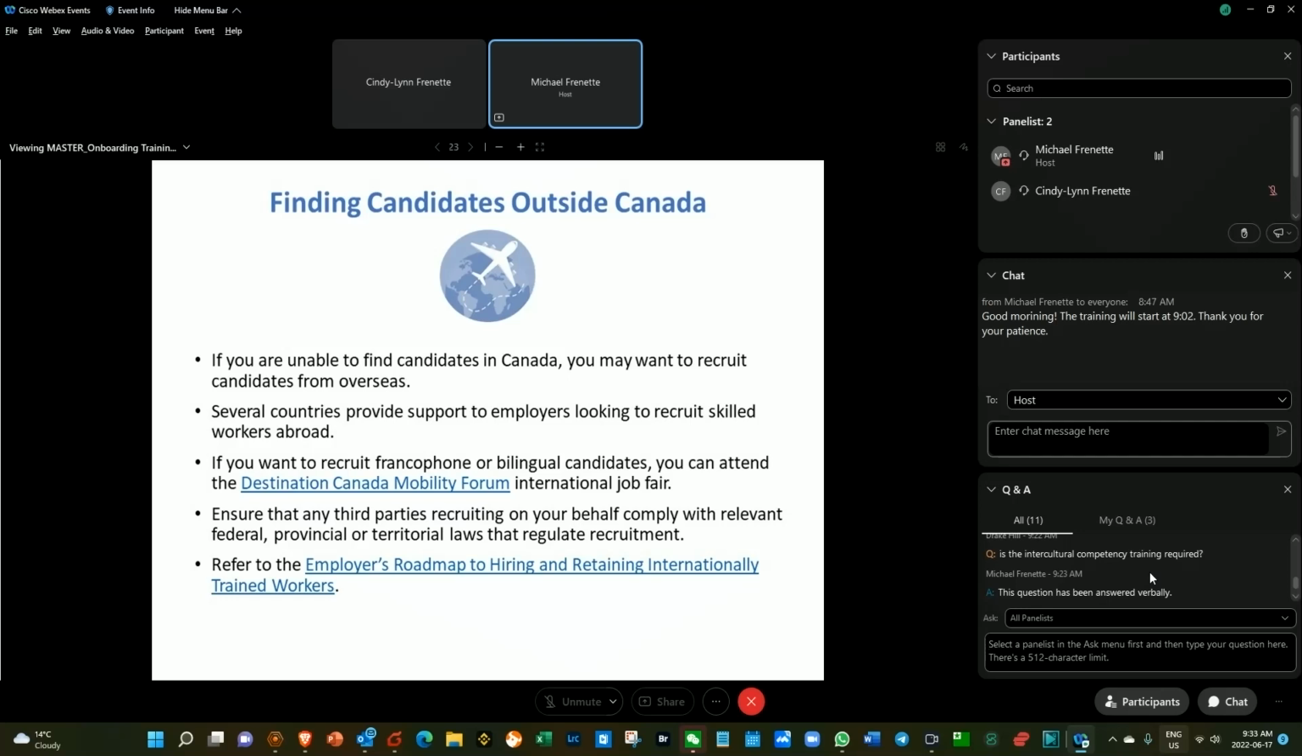If you are using a recruiter, please ensure that any third-party recruiting on your behalf complies with the relevant federal, provincial, and territorial laws that regulate recruitment. We also recommend that you refer to the Employer's Roadmap for hiring and retaining internationally trained workers, which is available online at the hyperlink on this slide. That roadmap will provide you useful information about recruiting, hiring, training, and retaining internationally trained workers.